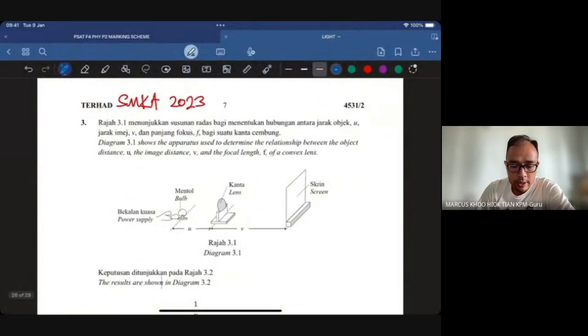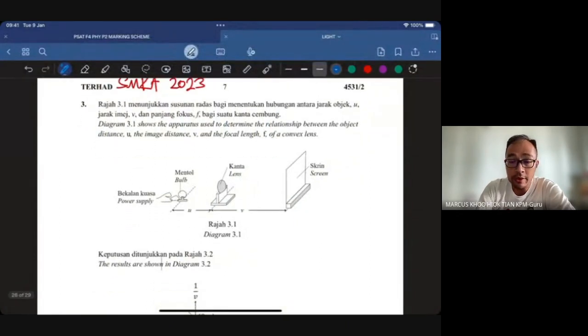Okay, 3.1 shows the apparatus used to determine the relationship between the object distance and the image distance.